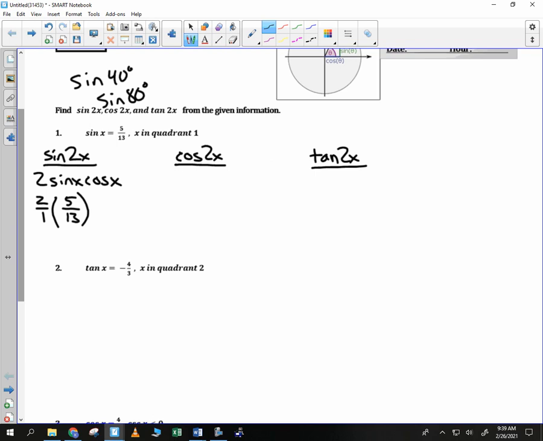Okay, so if you know sine, can you find cosine? What is the most important formula in all of trigonometry? Sine squared plus cosine squared is 1.